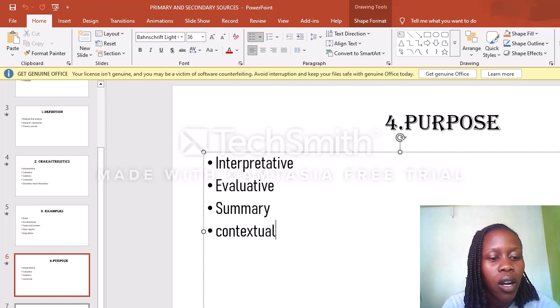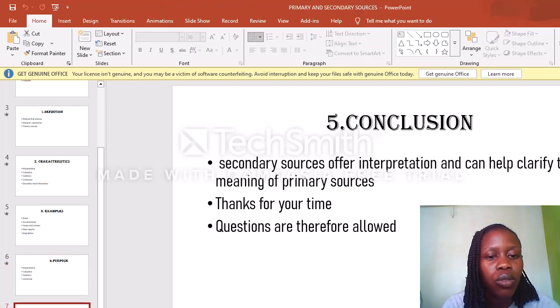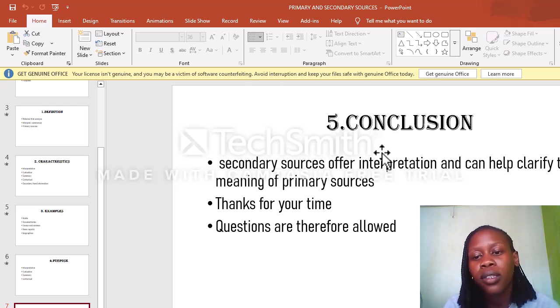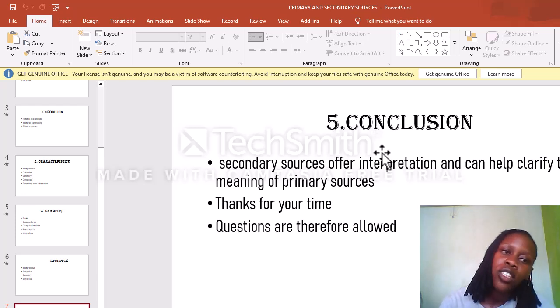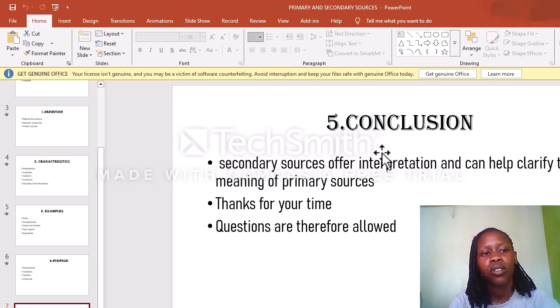Then when we come to our conclusion, in conclusion, secondary sources offer interpretation and helps to clarify the meaning of primary source. In short, they actually simplify primary source, because most of the primary source, like the information, some can be so hard to interpret. And yeah, that's all about secondary source.